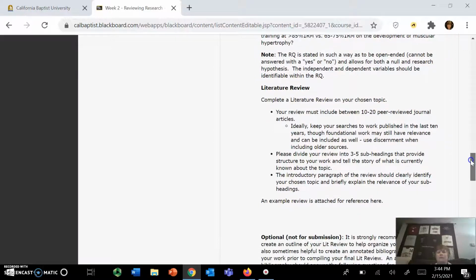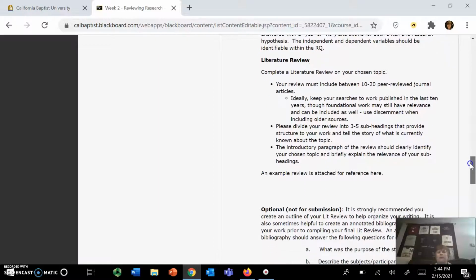As you get into the actual review, you should be including anywhere between 10 to 20 peer-reviewed journal articles. You're going to have to do some searching in the database, but keep your articles that are directly linked with the topic that you've selected. Try to keep them current within the past 10 years. Although there may be a study or two that might lay a historical foundation, try to keep them current.